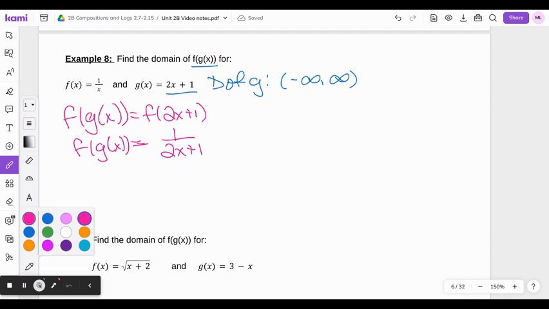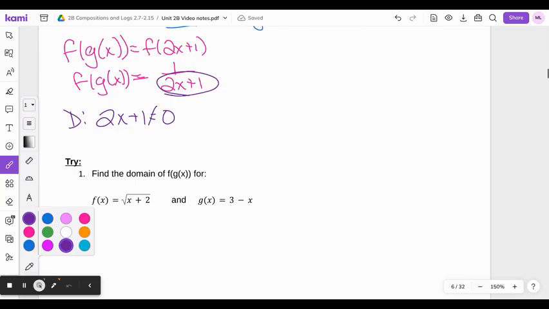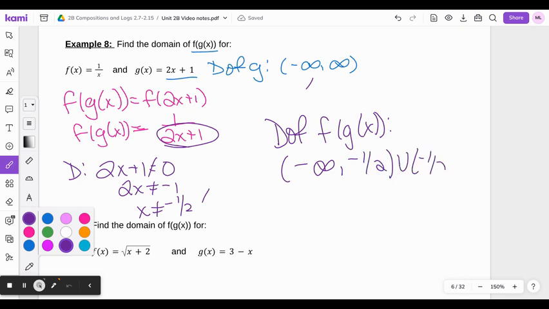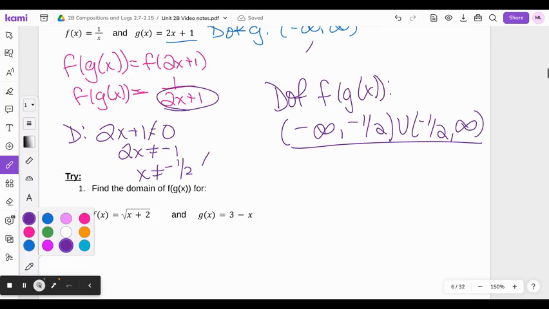All right, now this is a rational function, so a little review from Unit 1. The domain of this would be anywhere that the denominator is not equal to 0. So it means x can't be -1/2. So now if I combine these two, the domain of f of g of x, the composite, would be anything that's not -1/2. There we go.